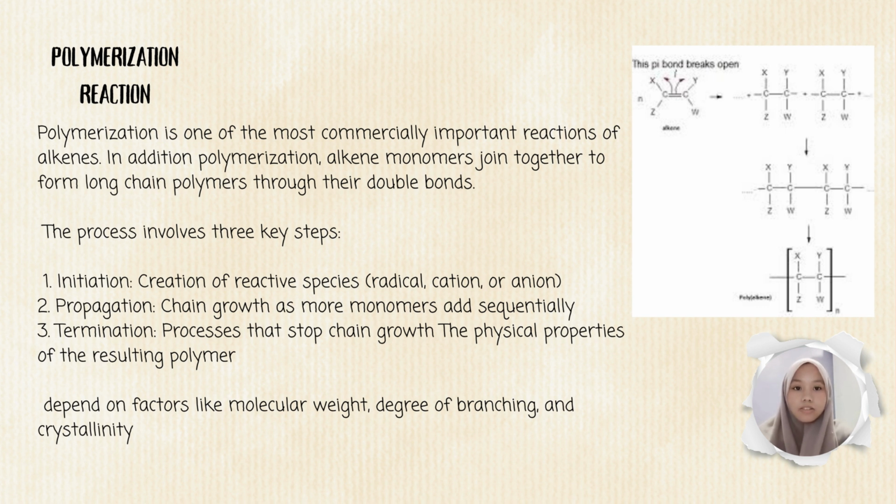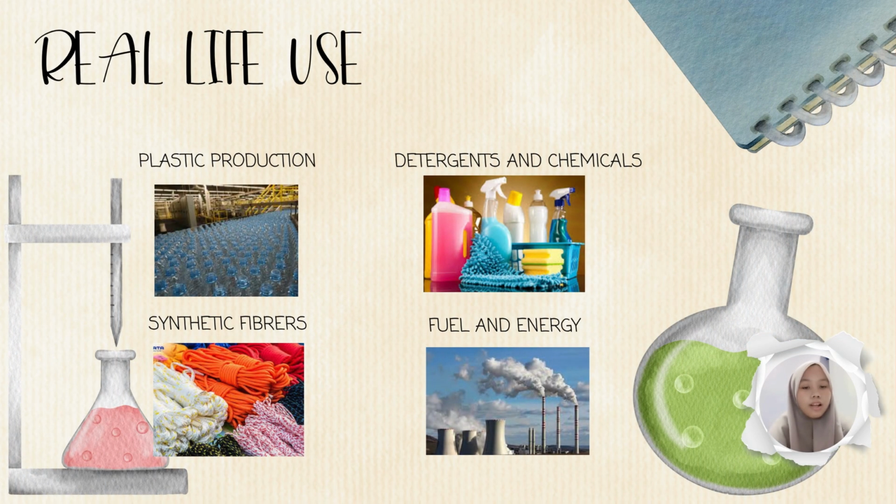It happens in 3 steps: initiation, propagation, and termination. That's all for 2 key reactions of alkene. Lastly is a real-life use of alkene. We have 4 examples, which is plastic production, detergent and chemical, synthetic fabric, fuel and energy.